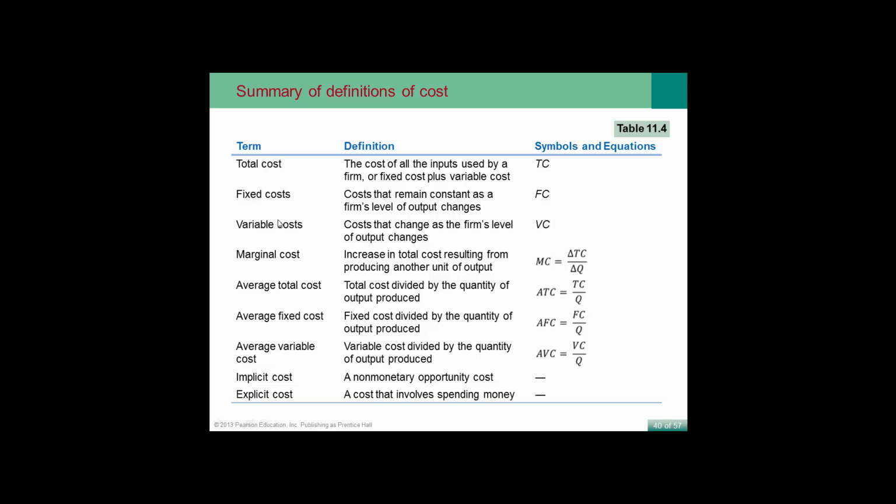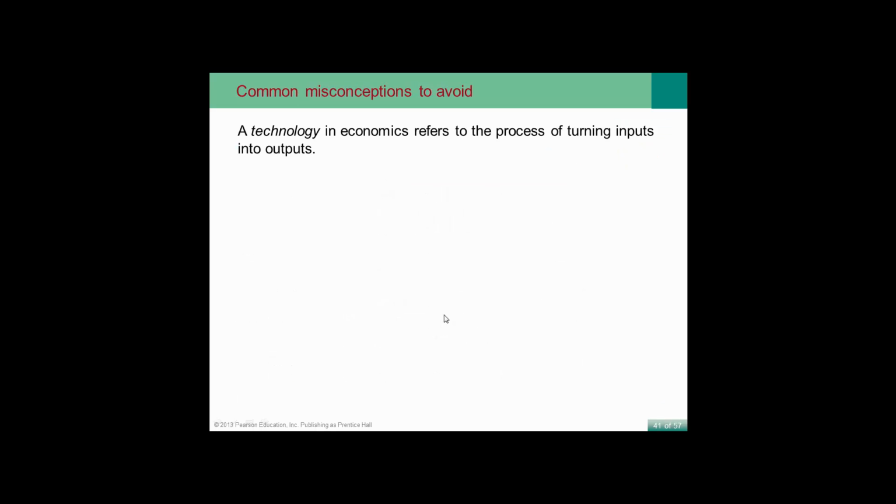So here is a summary of cost definitions. Total cost is the cost of all inputs used by a firm, or fixed cost plus variable cost. Fixed costs remain constant as the firm's level of output changes. Variable costs change with the level of output. Marginal cost is the increase in total cost resulting from the production of another unit. Average total cost is the total cost divided by the quantity of output produced. Average fixed cost is fixed cost divided by quantity, and average variable cost is variable cost divided by quantity. An implicit cost is a non-monetary opportunity cost, and an explicit cost is a cost that involves spending money.